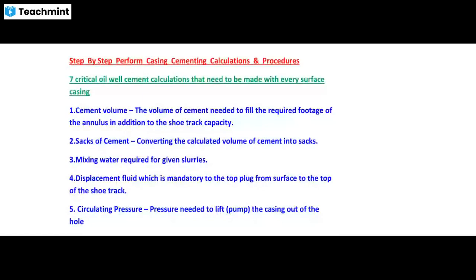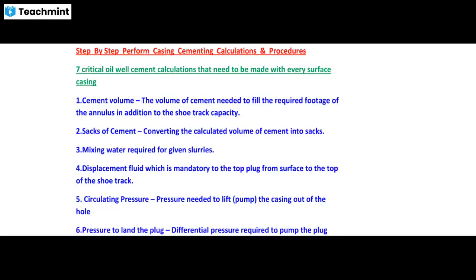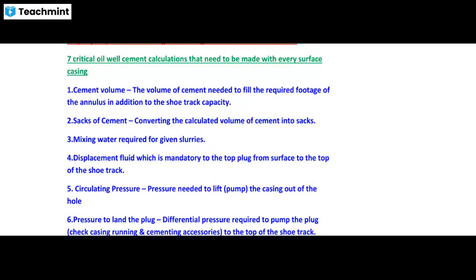So these are the 7 critical oil well cement calculations that we make with every surface casing. First one is cement volume. So the volume of cement needed to fill the required footage of the annulus in addition to the shoe track capacity. Then sacks of cement, converting the calculated volume of cement into sacks, then mixing water required for the given slurries.